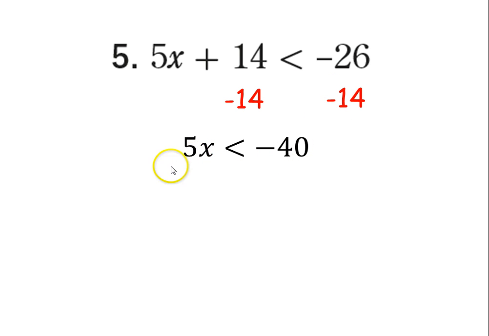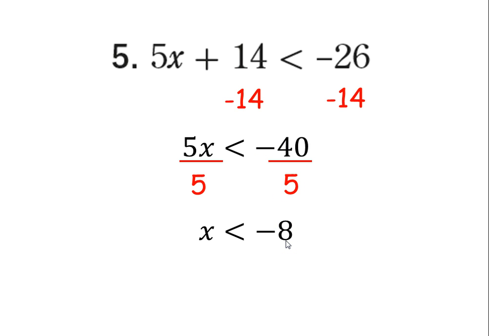Now we have x times 5. The opposite of times 5 is divide by 5. So I'm going to divide both sides of the inequality by 5, which will make the 5's on the left-hand side go away. 5 divided by 5 is 1, so we're left with the 1x. And on the right-hand side, we have negative 8, because negative 40 divided by 5 is negative 8.